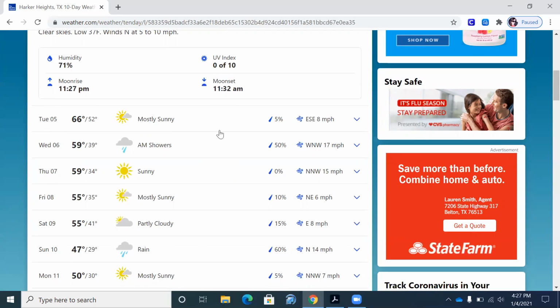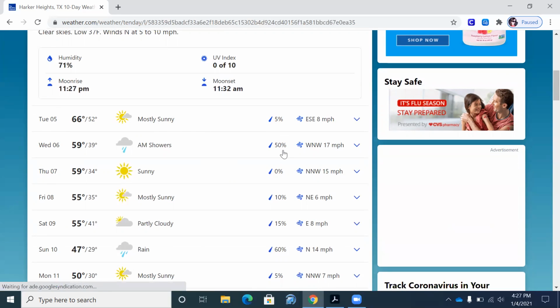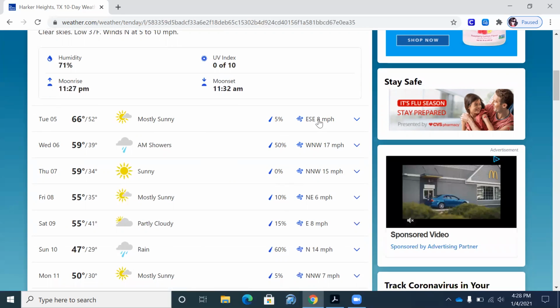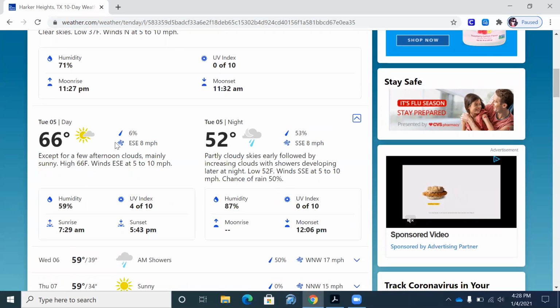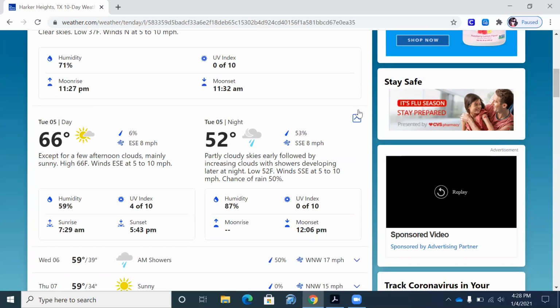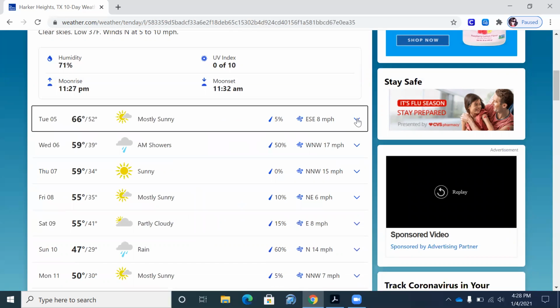You see mostly cloudy or mostly sunny, 5%, 50% chance of rain, things like that, and where the wind is coming from. East, southeast, 8 miles per hour. That's what that means. And you see this little arrow, and that's just all the information they're going to tell you during the day and during the evening. So this is the information that you are going to need for your week assignment.